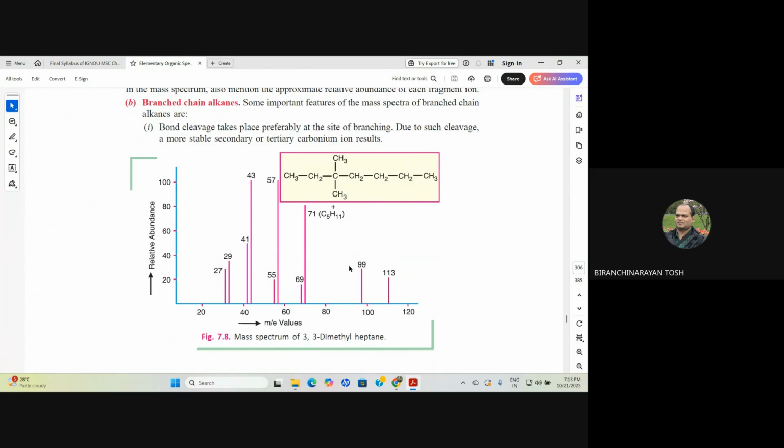A greater number of fragments results from a branched chain compound compared to a straight chain compound. It is due to the greater number of cleavage pathways. The signals corresponding to CnH2n+1 ions are followed by weak signals which appear 2 units below them. Here the figure for 3,3-dimethylheptane is given. You can see, as expected, the loss of the tertiary free radical forms a peak due to C4H9.